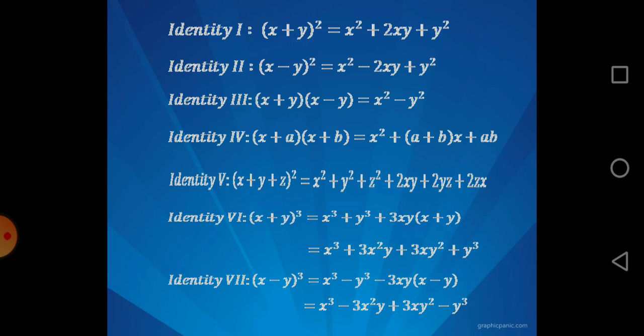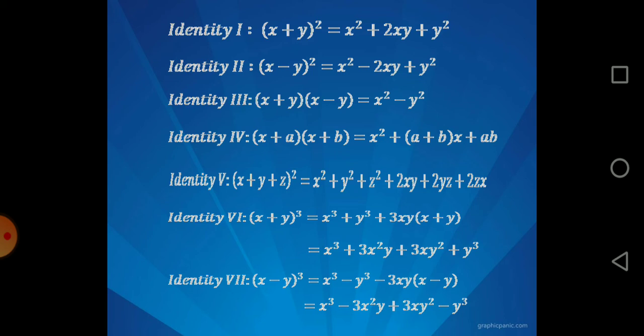Then the sixth identity is x plus y whole cube is equal to x cube plus 3x square y plus 3xy square plus y cube. X minus y whole cube is x cube minus 3x square y plus 3xy square minus y cube. These are the 7 identities which we have already completed.